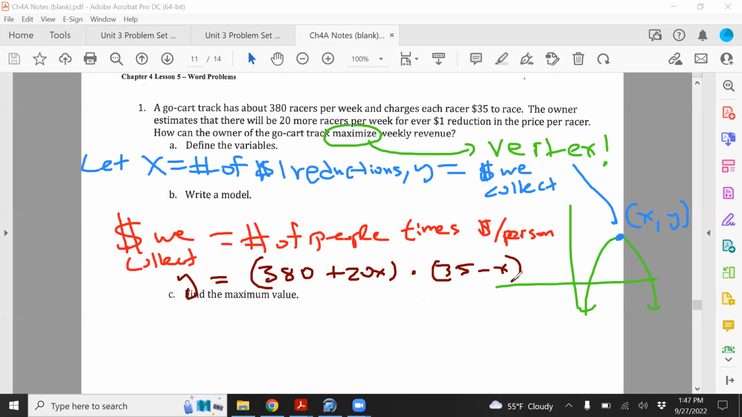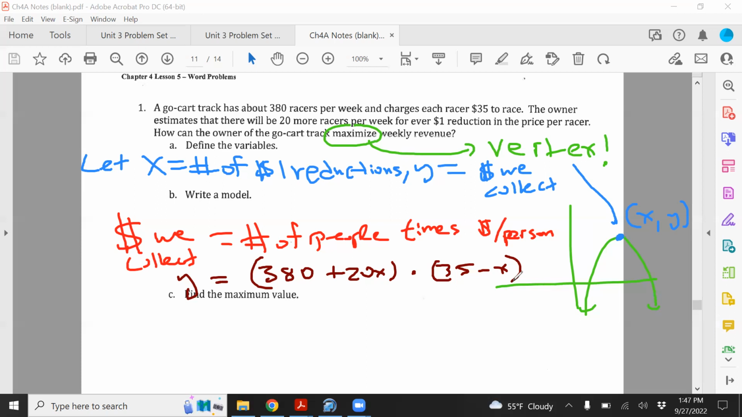So if X is 0, if I don't do any reduction, then of course this 20X goes away, and this negative X goes away. I have 380 times 35. If I have no reductions, 380 people show up, we charge $35. That's what happens. Now, if I do one reduction, I have to add 20, right? How many racers do I have now? 400. 400 racers. But if I do one reduction, it says that for every reduction, how many more people show up? 20. And what's the price now if you do a reduction?